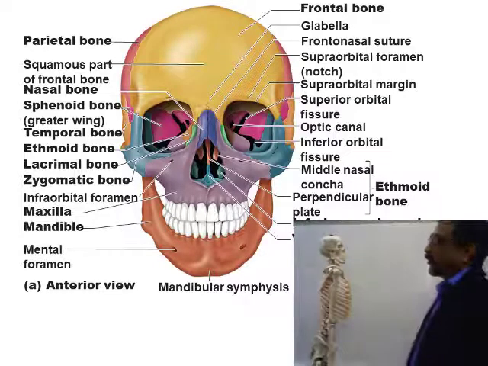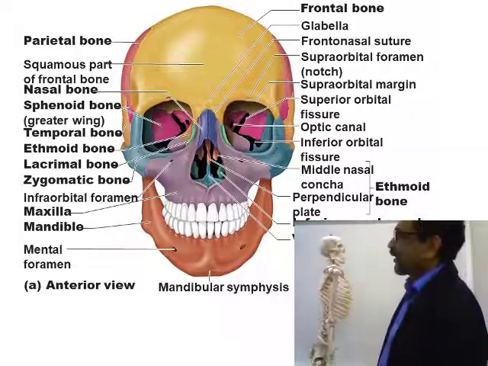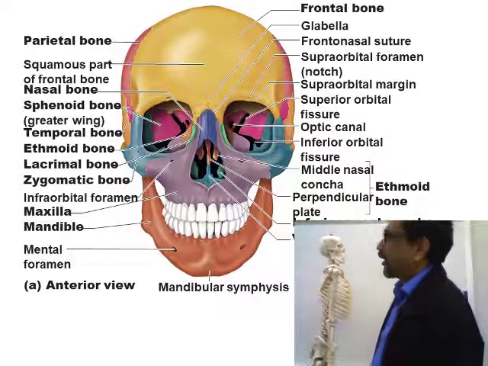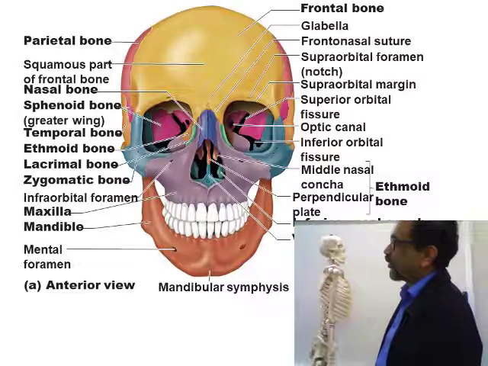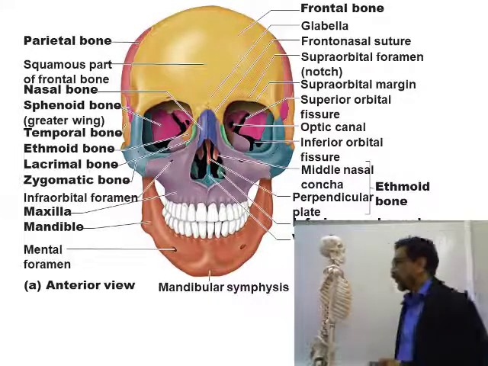Now if you look through the orbital fossa, you can see a small part of ethmoid and sphenoid.